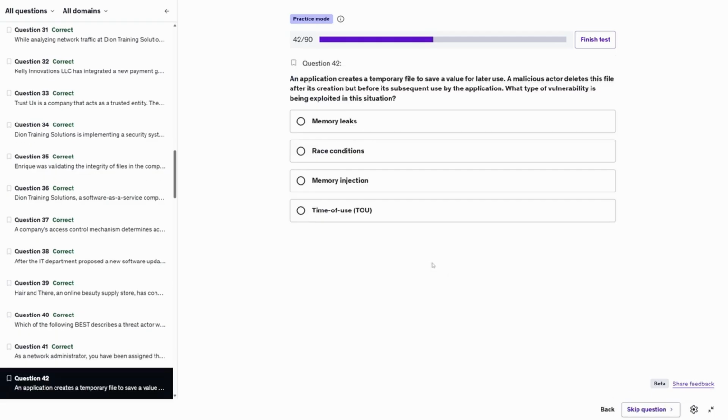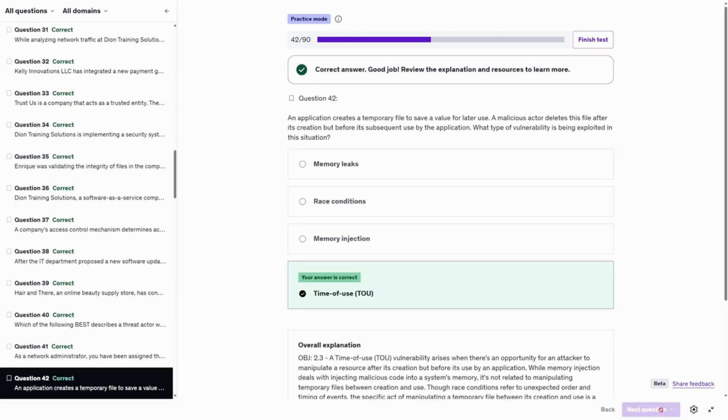An application creates a temporary file to save a value for later use. A malicious actor deletes this file after its creation, but before its subsequent use by the application. What type of vulnerability is being exploited in this situation? The correct answer here is time of use.